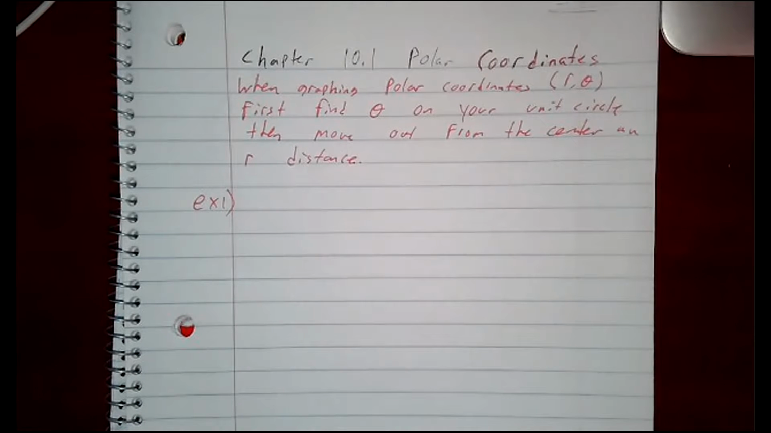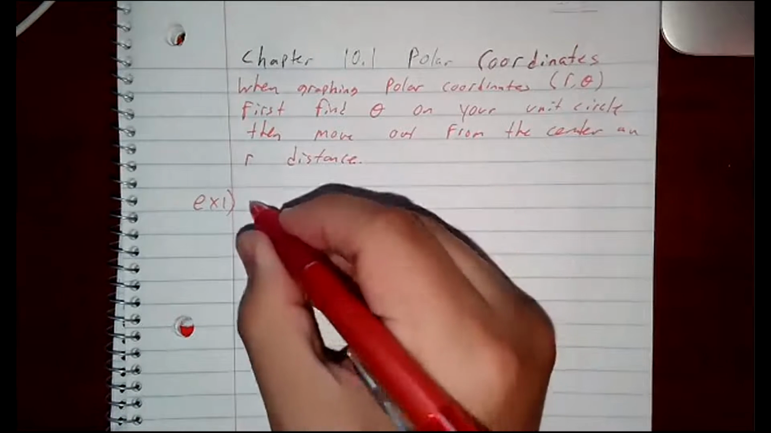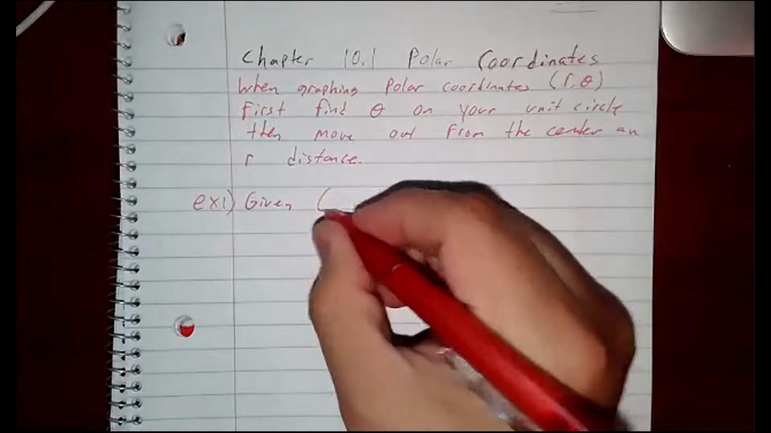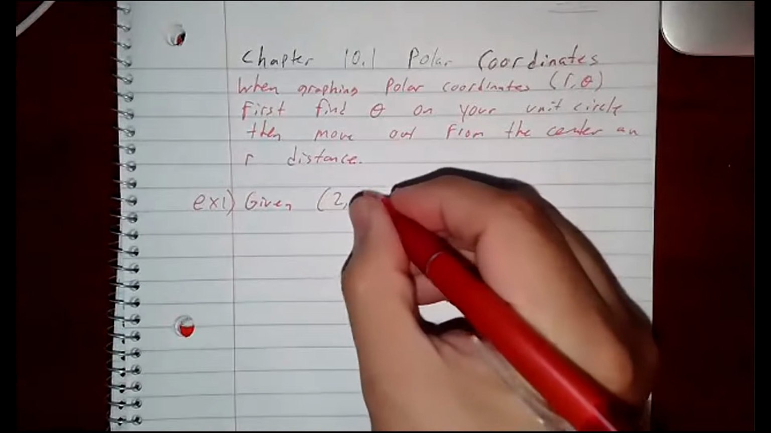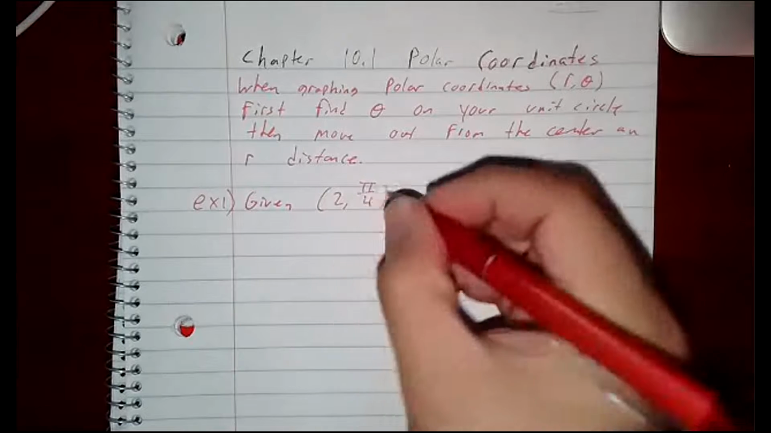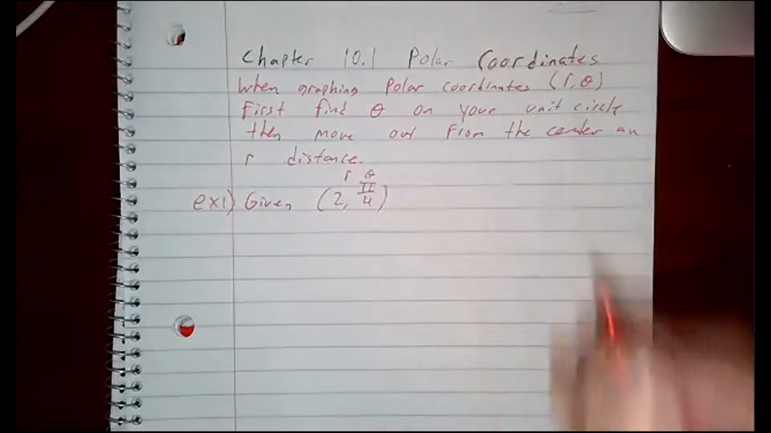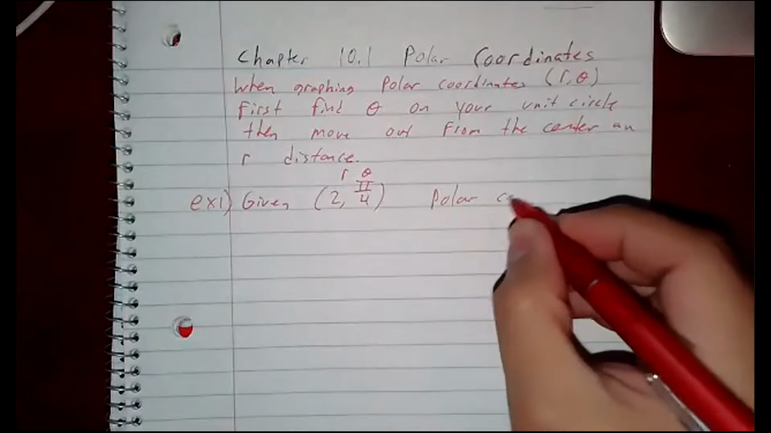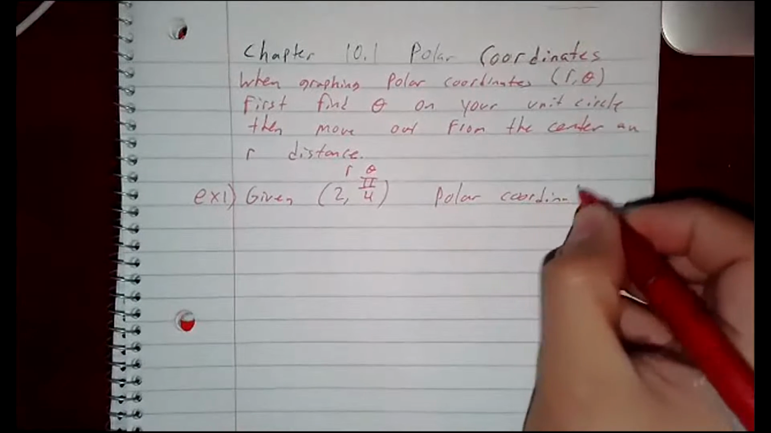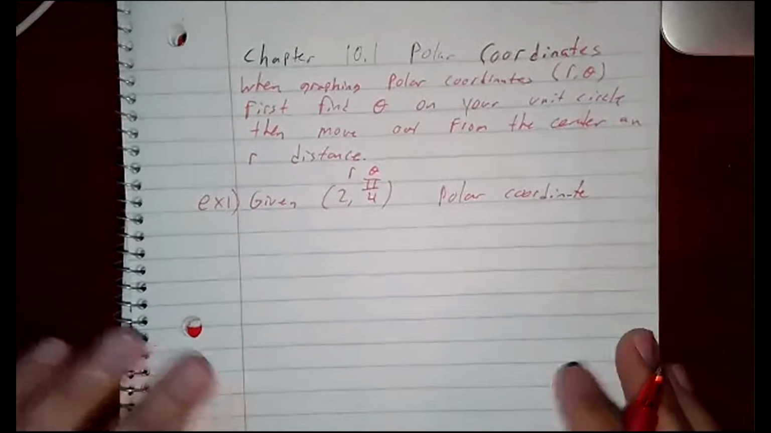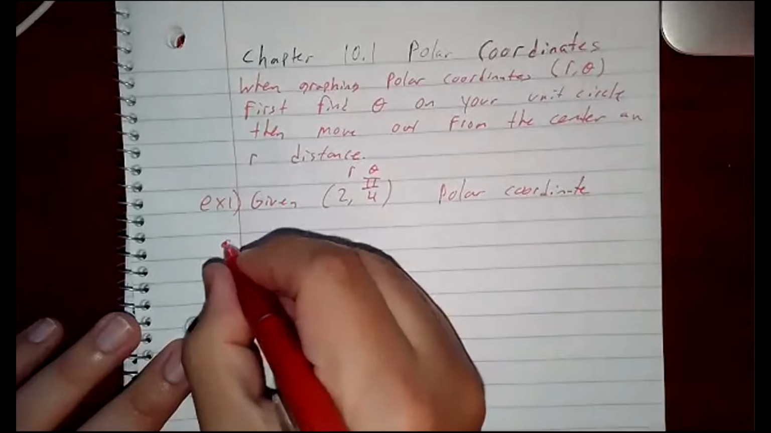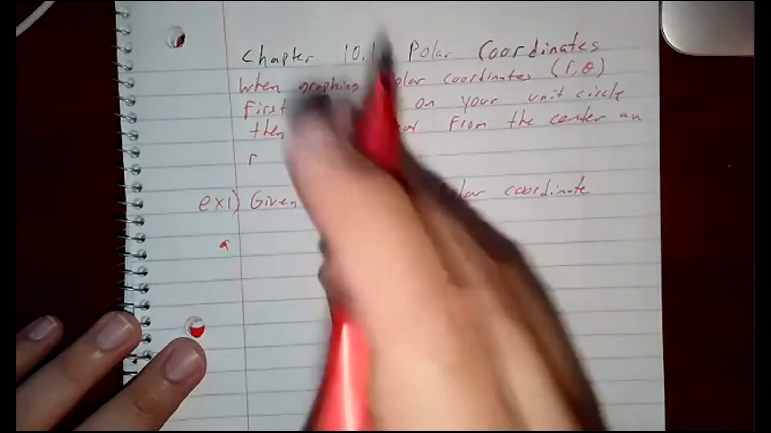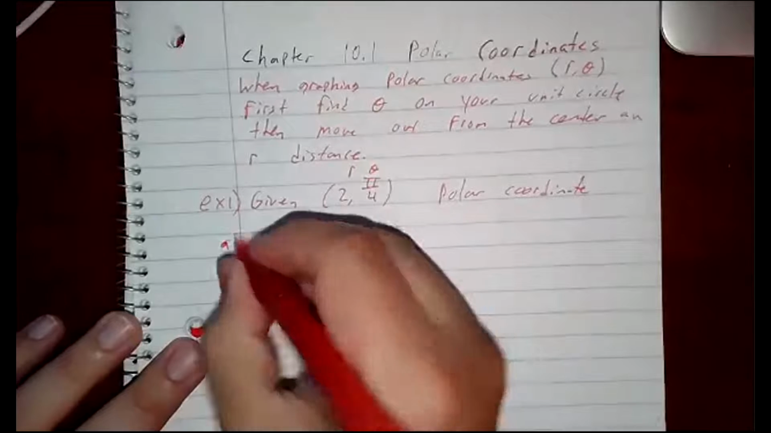All right, so let me show you what that means real quick. It's pretty straightforward. So they give you something like this. It's given 2 comma pi over 4. Right, this is r, theta, a polar coordinate, right? All you need to do, so let's do a couple of them, I guess. This will be part A.